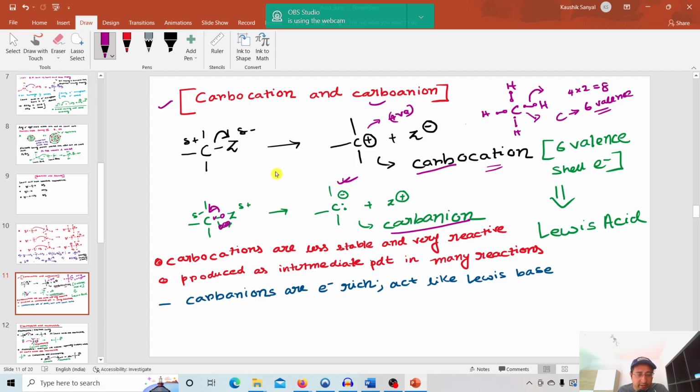These carbocations and carbanions are very unstable and very reactive. Their stability is very low, so they always combine with other groups and try to form a stable compound. They are generally produced as reaction intermediates, so they are very less stable.